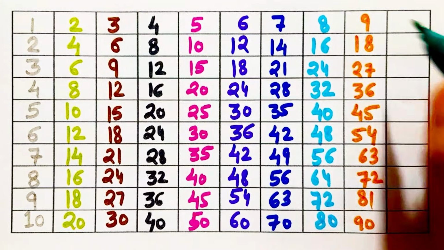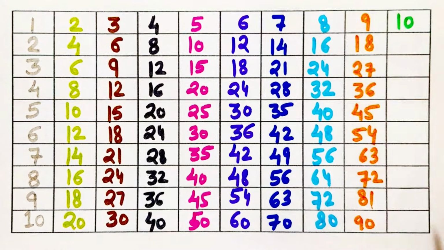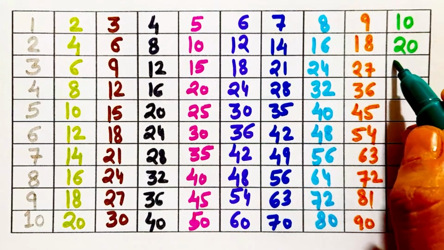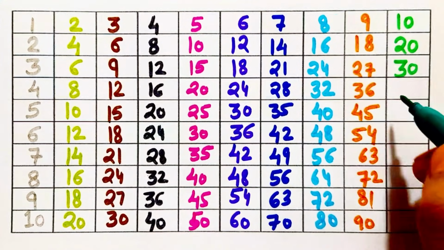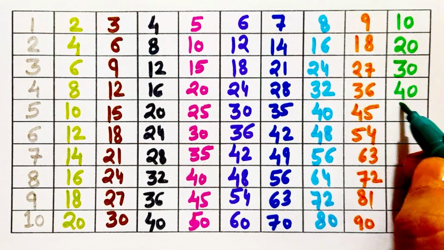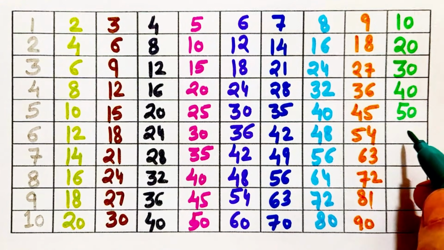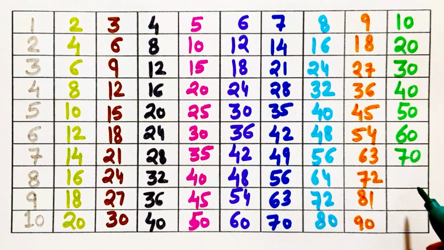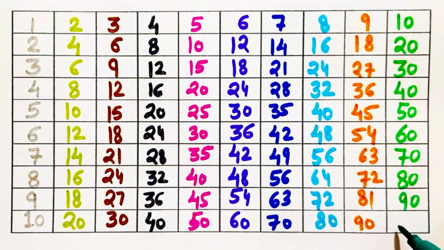Next, last, 10 ones are 10, 10 twos are 20, 10 threes are 30, 10 fours are 40, 10 fives are 50, 10 sixes are 60, 10 sevens are 70, 10 eights are 80, 10 nines are 90, and 10 tens are 100. We have successfully completed counting from 1 to 100.